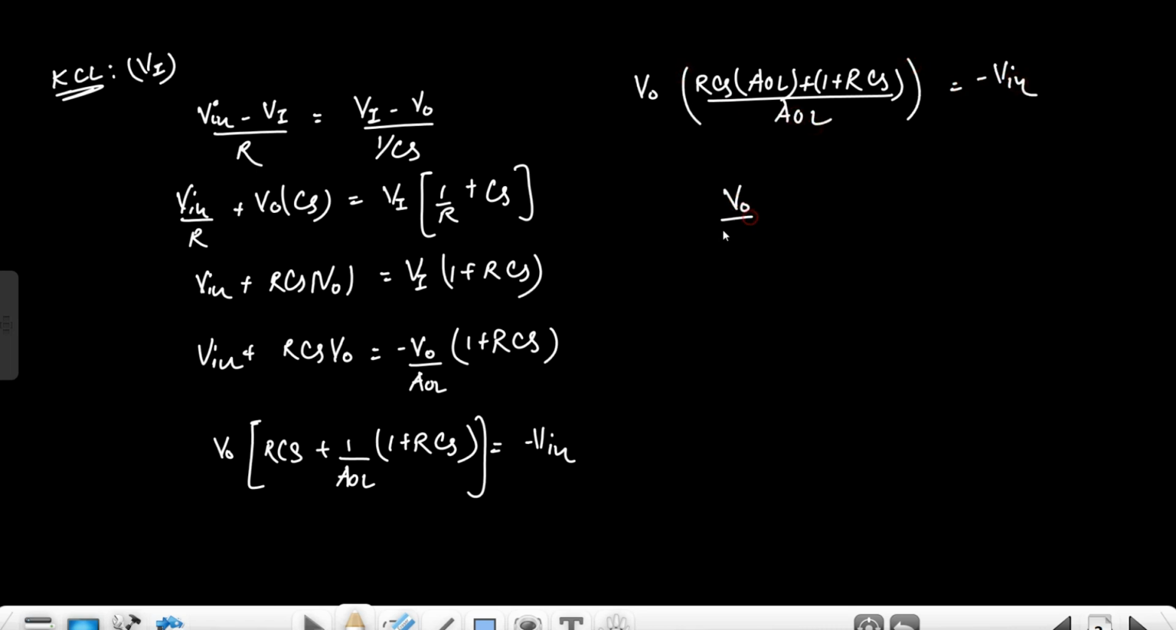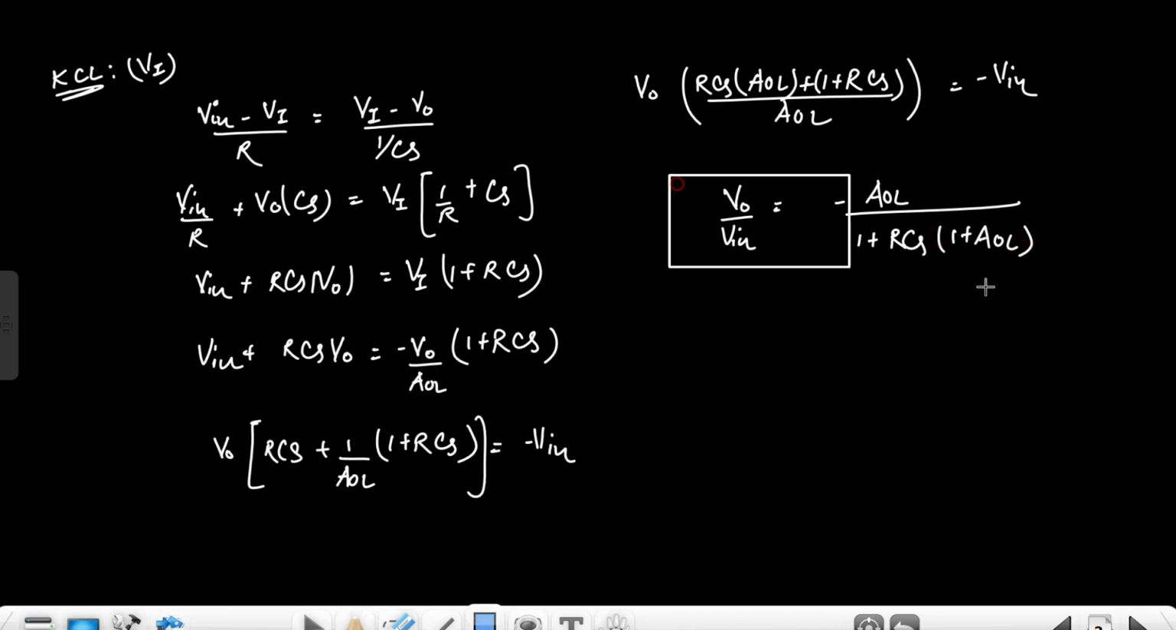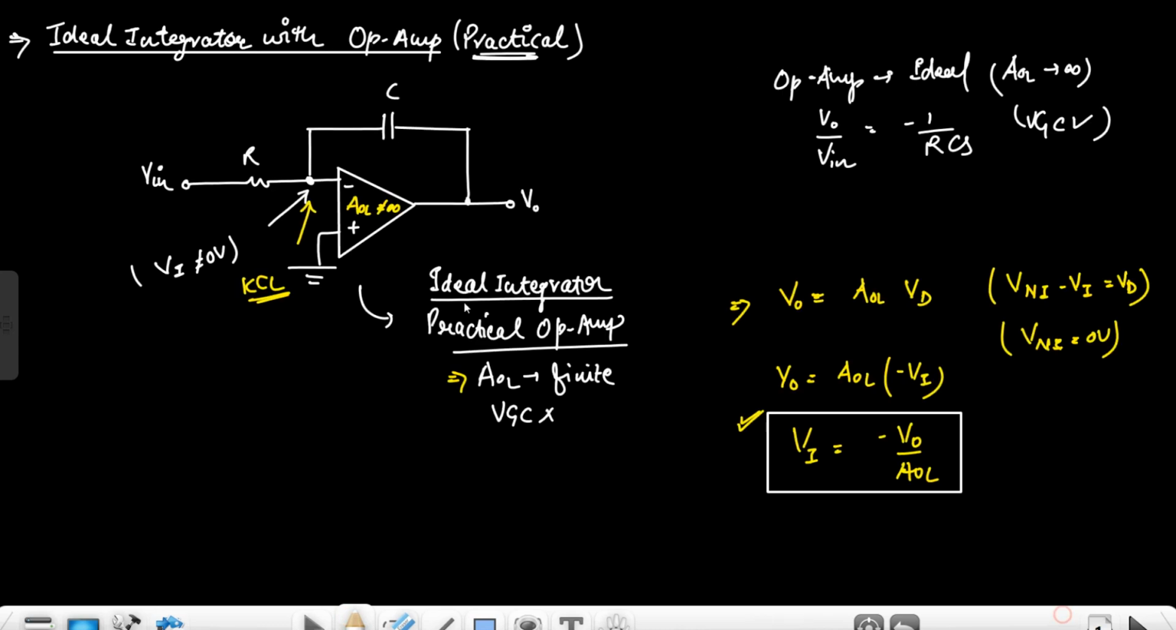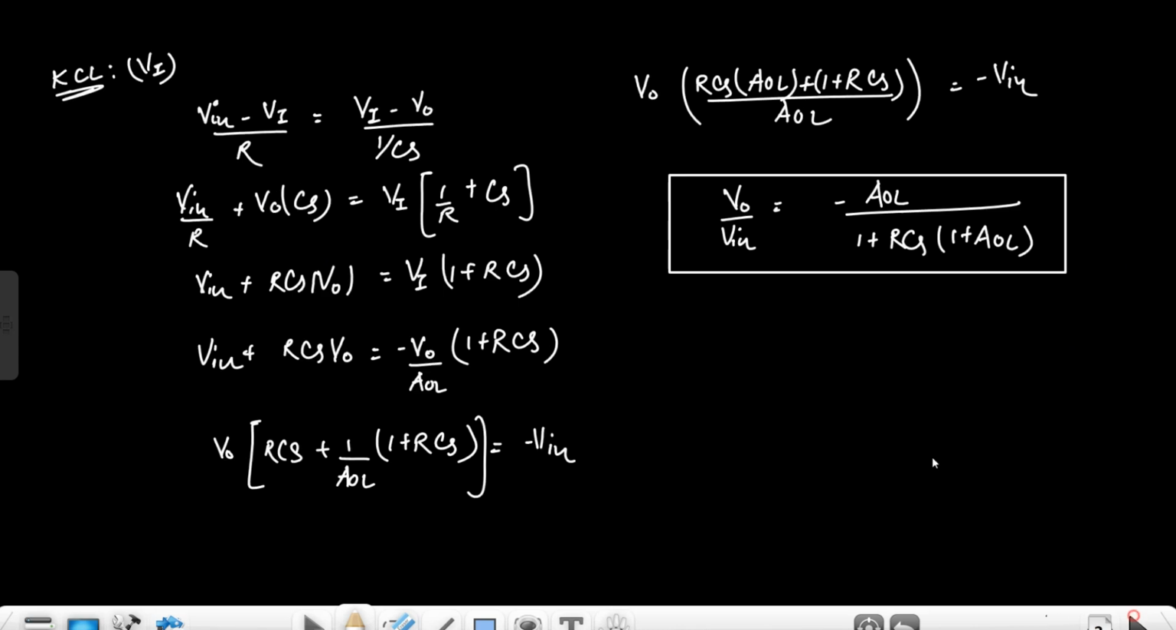So V naught upon Vin is minus AOL upon, if we take RCS common, 1 plus RCS and 1 plus AOL. This is the generalized expression. We can find this transfer function by taking simple values for the resistor and capacitor and any finite value of gain, but I have derived this generalized result: minus AOL upon 1 plus RCS and 1 plus AOL. From this we can see that the pole lies at minus 1 upon RC and 1 plus AOL, right? This is the pole.